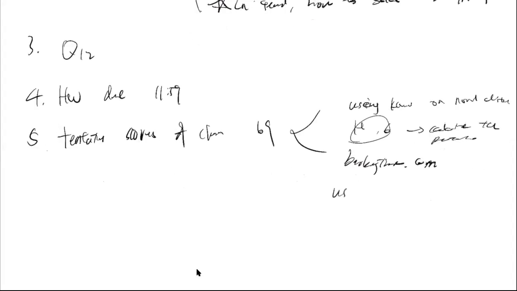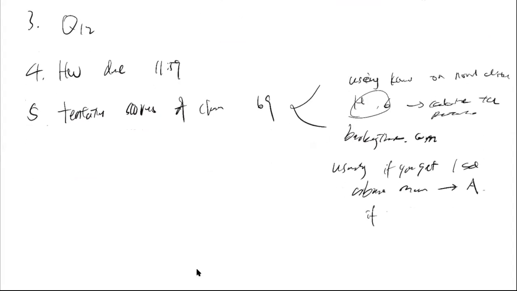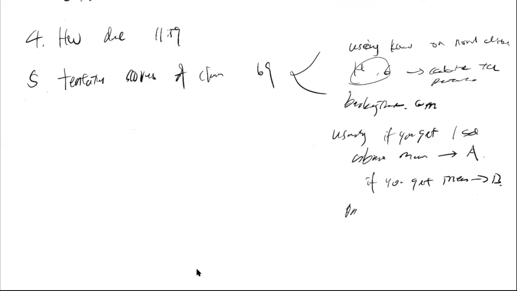So usually if you get 1 standard deviation above the mean, that is an A. And if you get the mean, that is a B. If you are 1 standard deviation below the mean, that's a C or less. So that's usually how you calculate it.